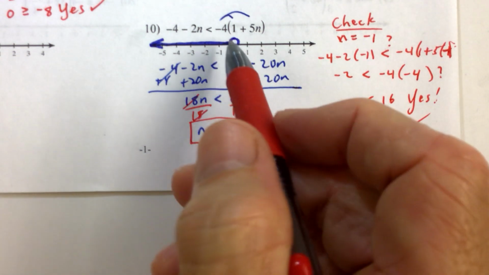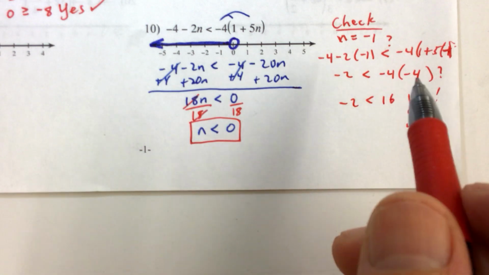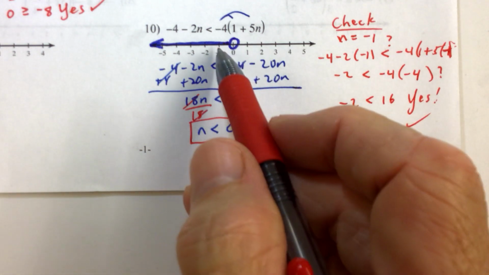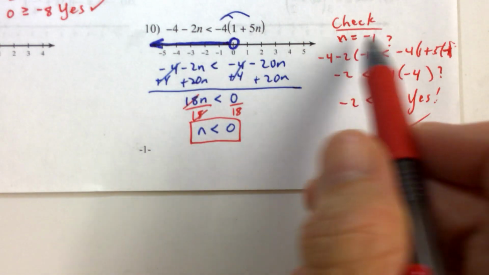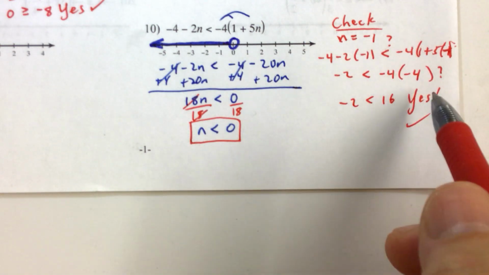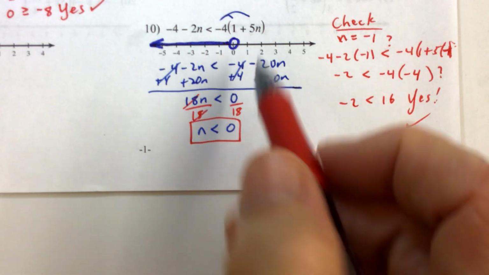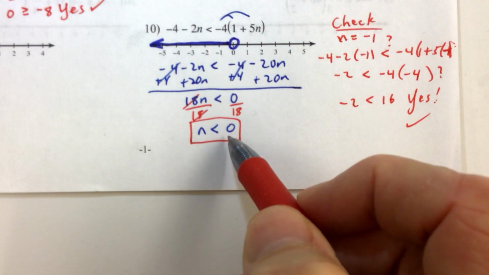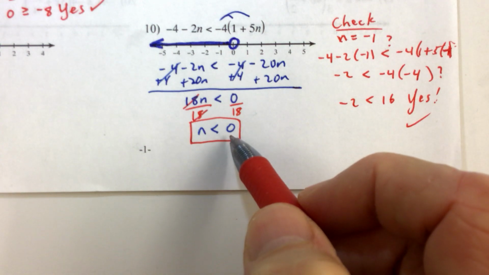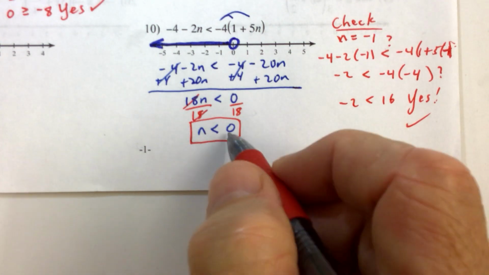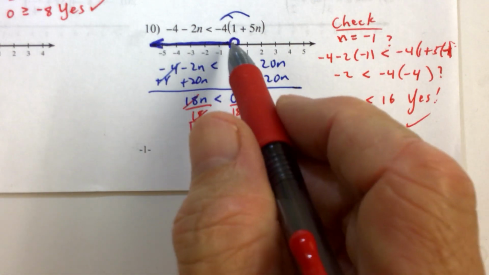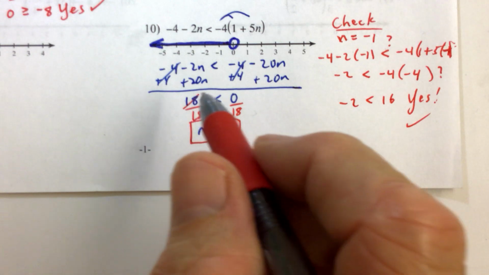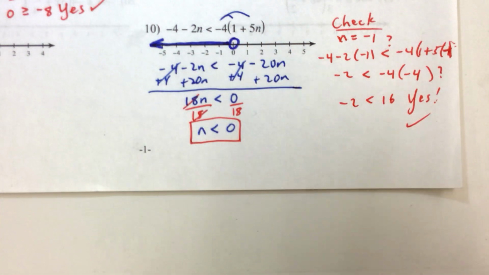So we shaded the correct side of 0, which means we tested negative 1. We could have tested negative 2 or negative 3, which would have yielded the same results. We would have yielded a yes, because the solution to this inequality is all the real numbers that are negative, and we can show that by the inequality statement. We could also show it graphically, and graphically it shows us a picture of what all the real numbers are that would make the inequality true. Okay, hopefully that helps you understand.